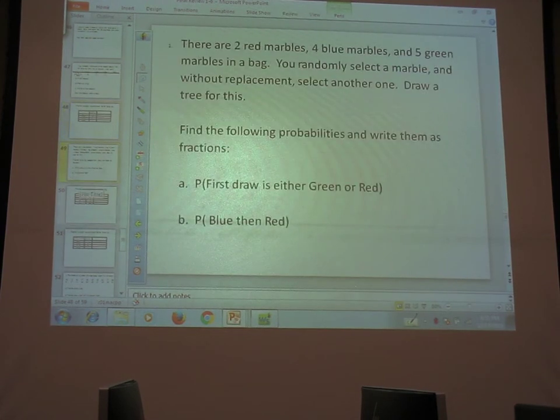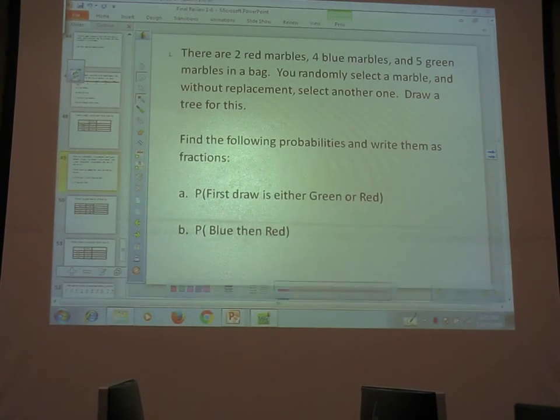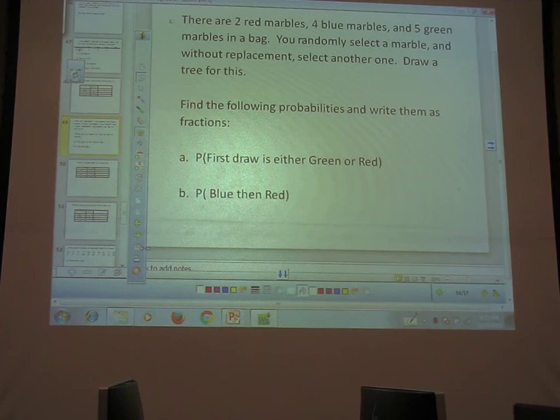Let's look at the marbles. Mine are gone. Draw a tree.